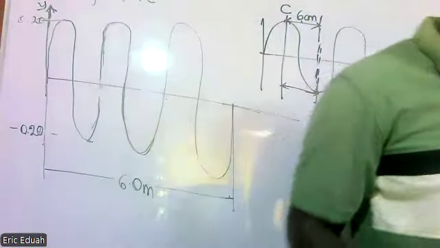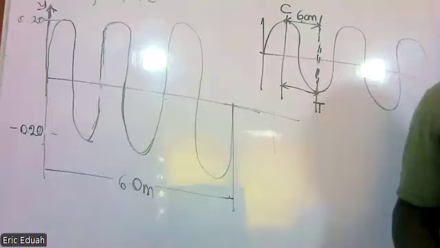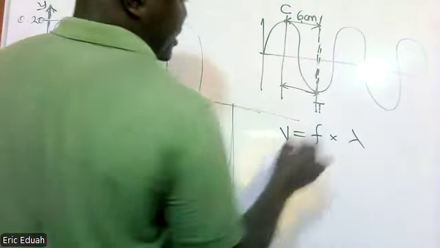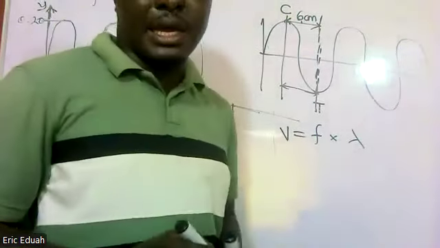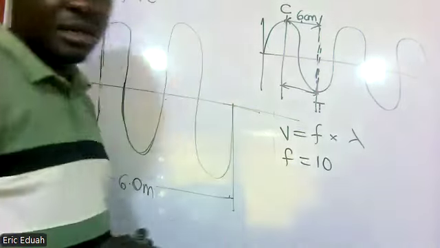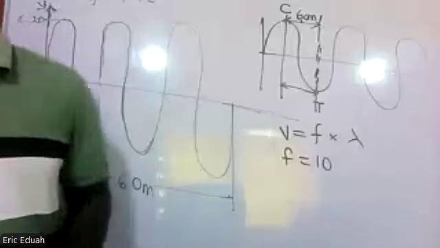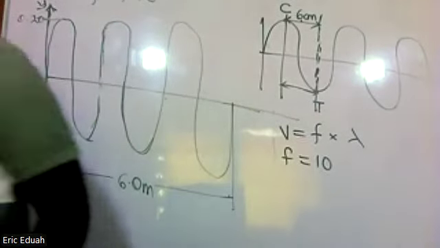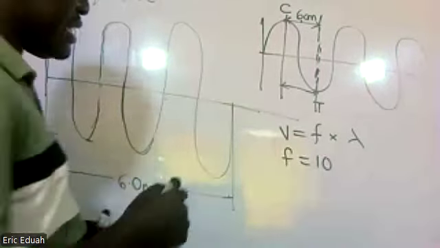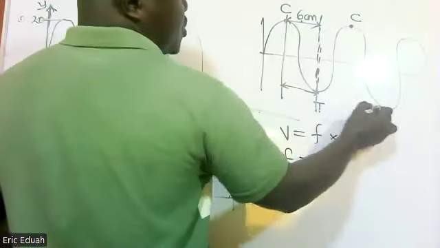So if 10 cycles of the wave pass a fixed point in 1 second, calculate the speed of the wave. Speed of a wave is equal to frequency times wavelength. So 10 complete cycles pass within 1 second. It means that the frequency is 10, because these are the number of cycles passing within 1 second. And that's the frequency. So if frequency is 10 and we need wavelength, what is wavelength? Wavelength is the distance between successive crests or troughs.